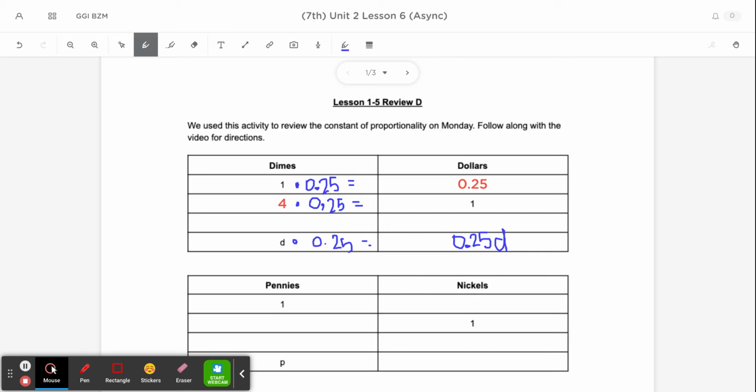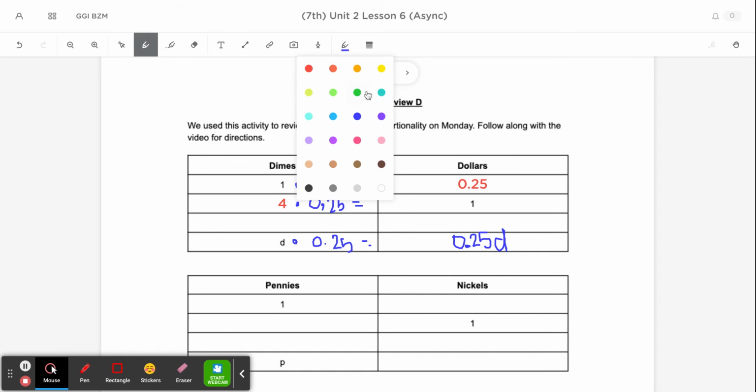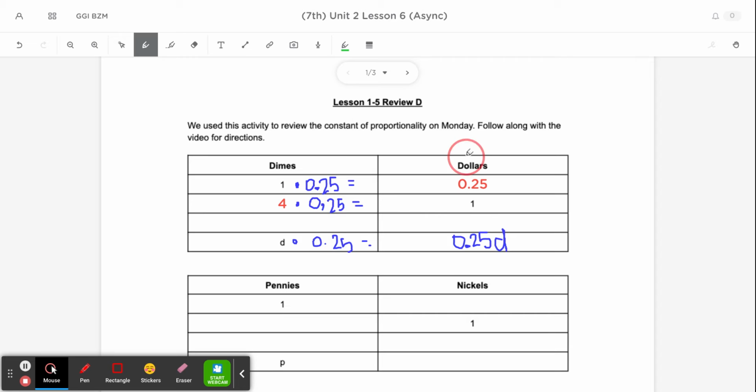Now, also remember that if we're moving in the other direction, so if we're trying to figure out dollars to dimes, we could multiply the number of dollars we have times 4. So when we're multiplying the opposite way in the table, our constant of proportionality changes. And in this table, we have two constants of proportionality, 0.25 and 4.